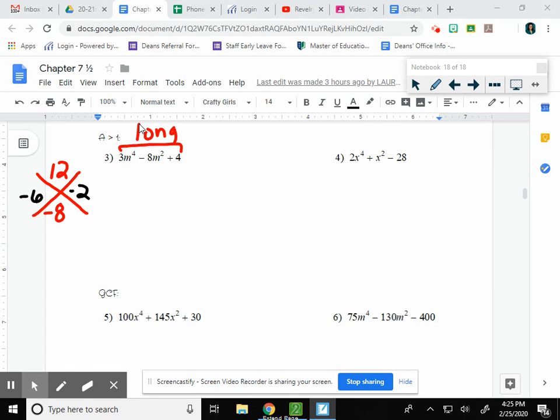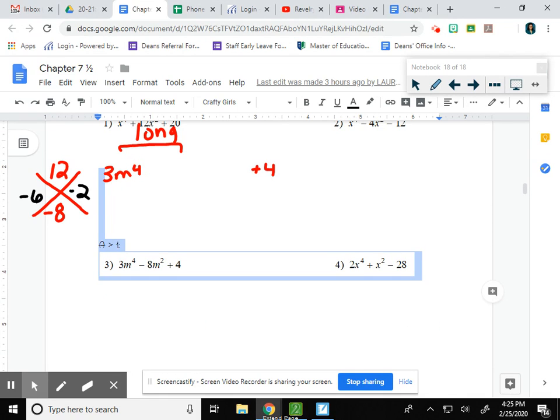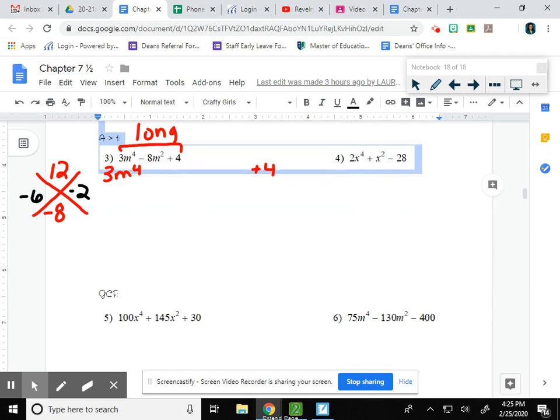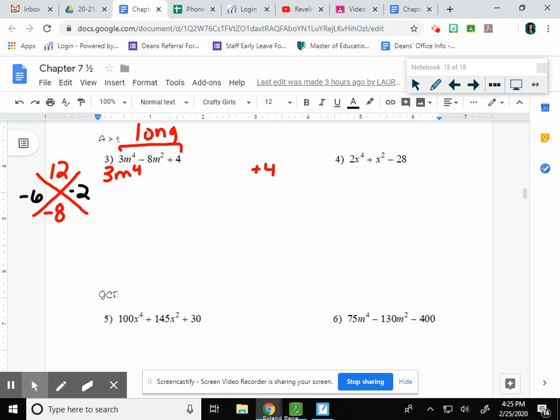So remember, with the long method, we're going to bring down 3m to the 4th, and we're going to bring down the plus 4. In the middle, we're going to have negative 6m squared minus 2m squared. Okay, why do we have the squareds? Because our middle term is squared. So our factors that we put in also have to be squared.